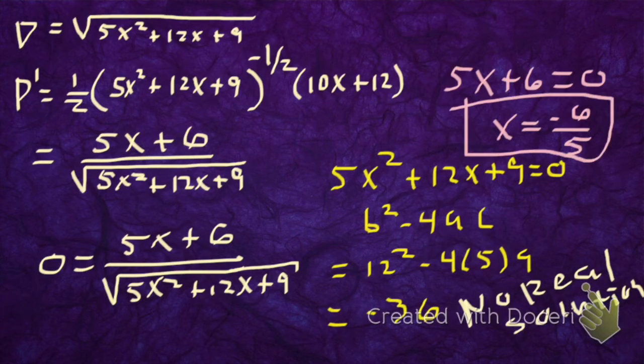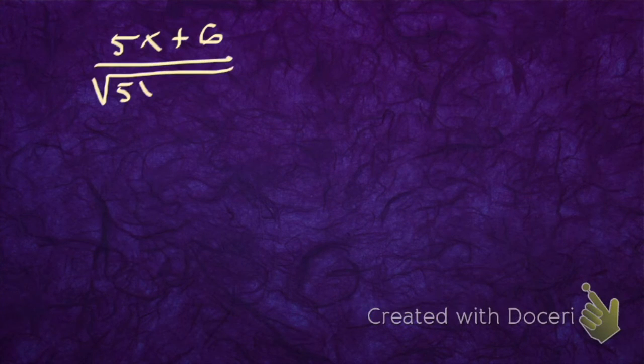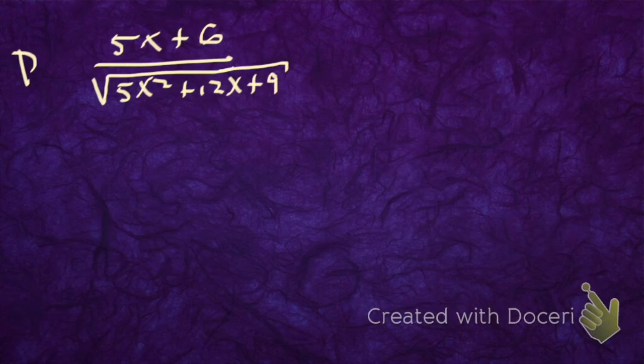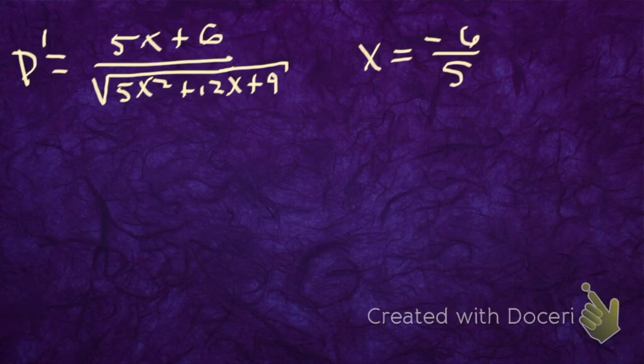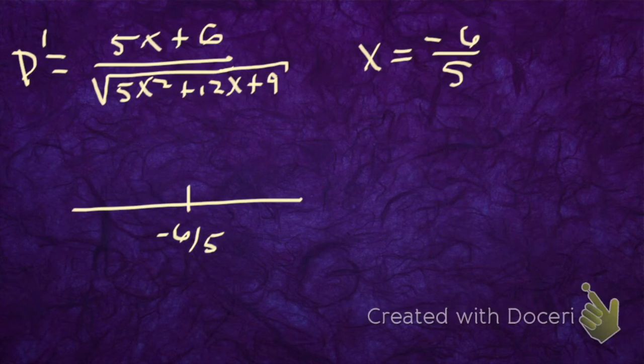So let's put our critical value on a number line. Our critical value was x equals minus 6/5. And what are we checking it in? We're checking it in the derivative, because we want to see where the derivative changes signs. So we put it on a number line. We test a number to the left of minus 6/5, like minus 1,000,000. When I put minus 1,000,000 in there, the numerator is negative. The denominator is never going to be negative, because it doesn't have any real roots. So, boom, we're negative in that region.